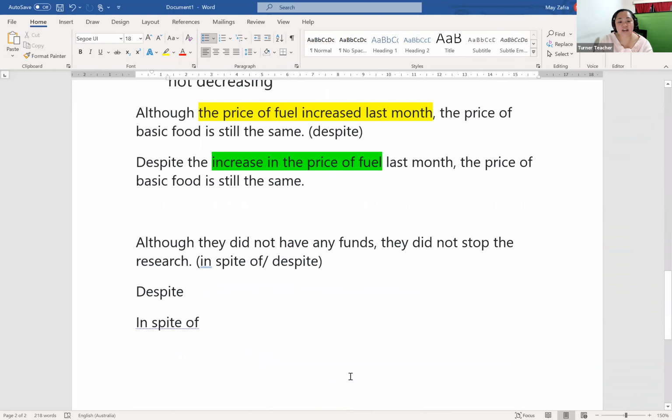Now you can try your in spite of sentence, Bhavik. Give it a try. Yeah, I'll try. Yep. Give it a try. Despite the running out of funds. I probably wouldn't want you to use the word running out because that is not academic.